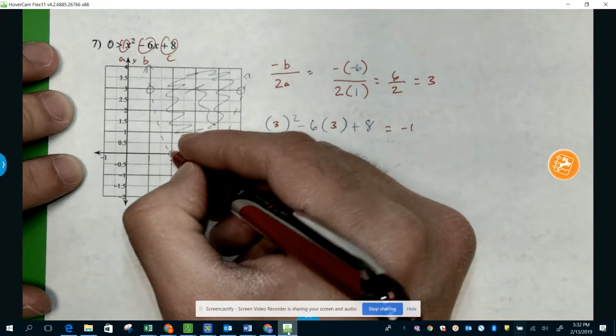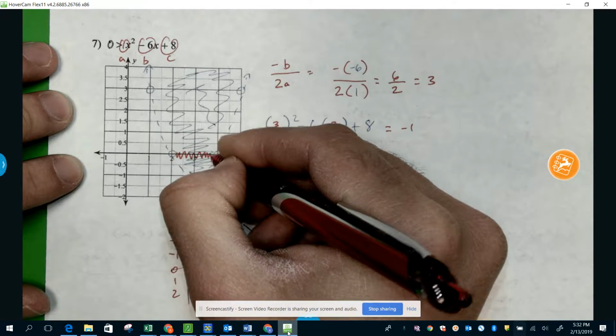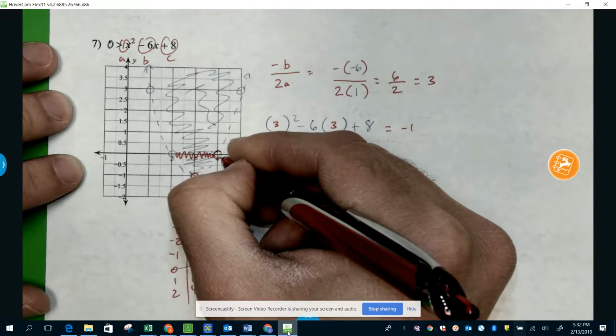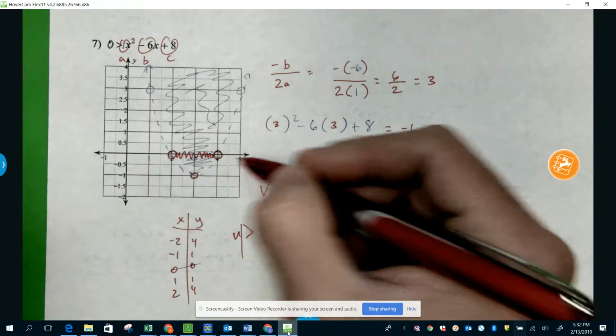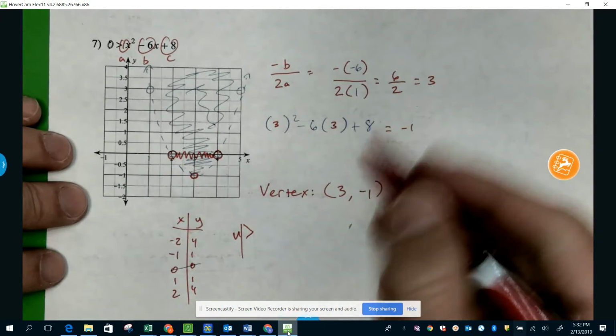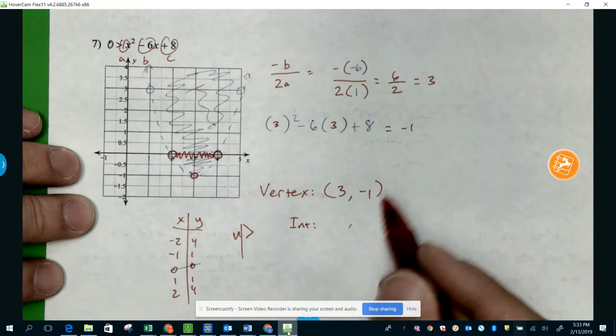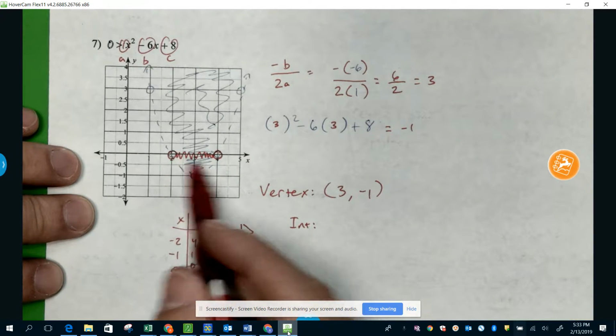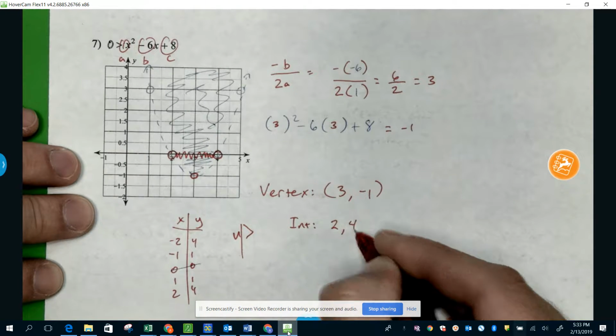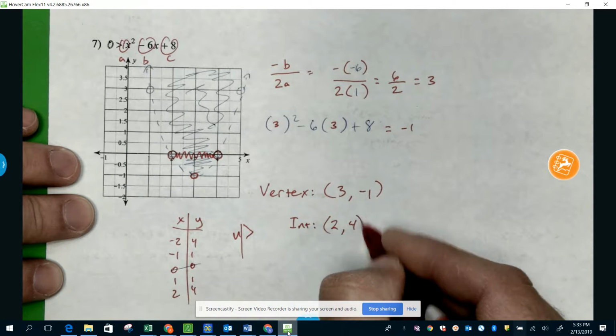Here, again, we are looking at the x values that are shaded. 2 and 4 have open circles on them. Everything else in between is shaded. So for interval notation, we shaded one section from 2 to 4. They're both open circles, so they both get parentheses.